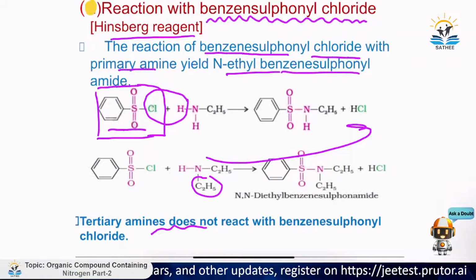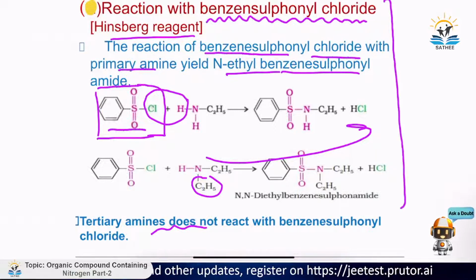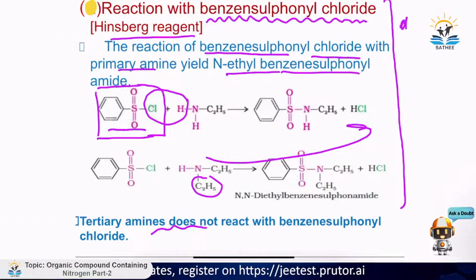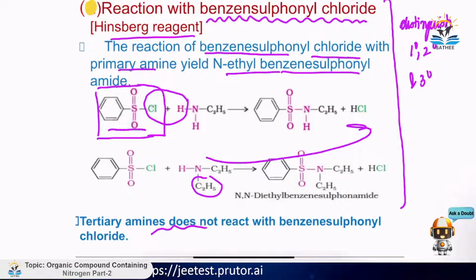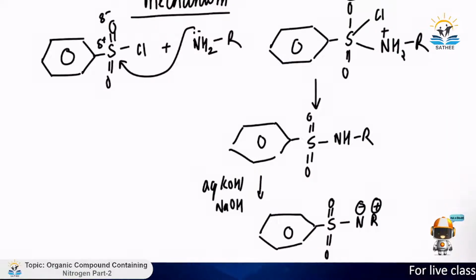What we have to remember is that this benzene sulfonyl chloride or Hinsberg reaction is used to distinguish primary, secondary, and tertiary amines. This is the main thing that we need to remember, that this is a reaction which is used to distinguish primary, secondary, and tertiary amines. So primary will react, secondary will react, tertiary will not react. Okay, this much we understood.